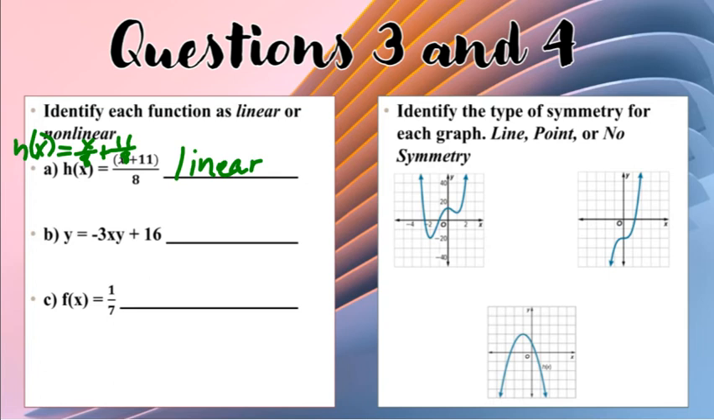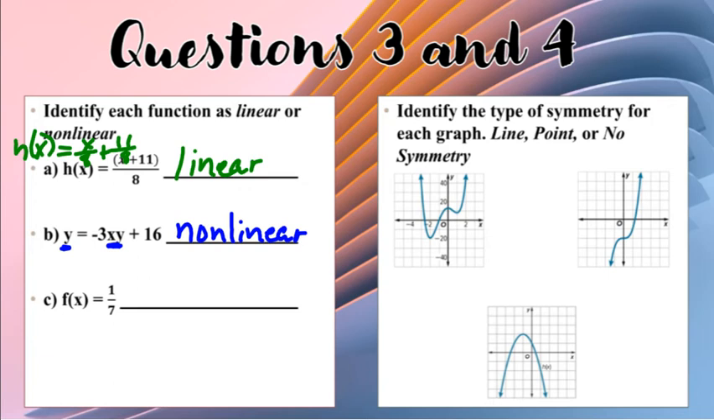Letter B, we have y equals -3xy plus 16. Since we have xy together and we have a y over here, we can never have xy together for it to be linear. So this would be a clue that this is nonlinear.